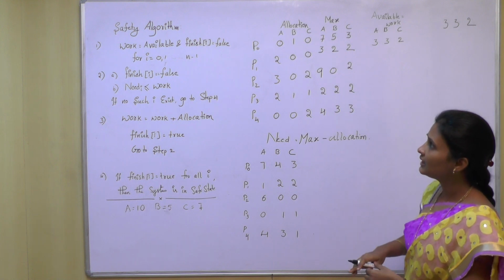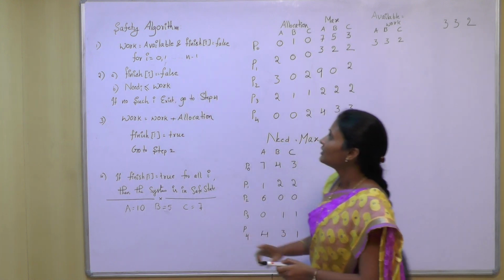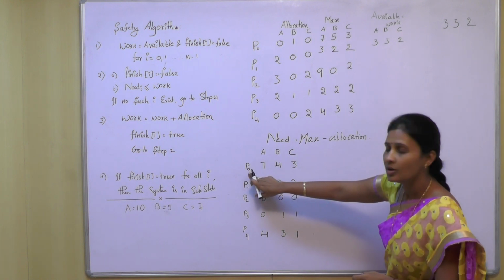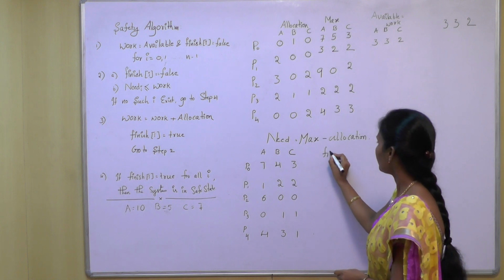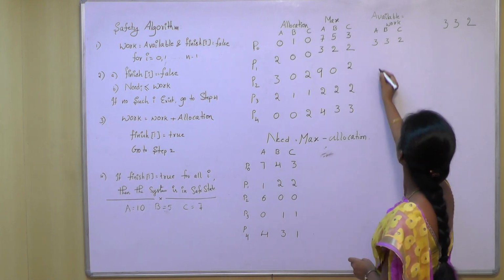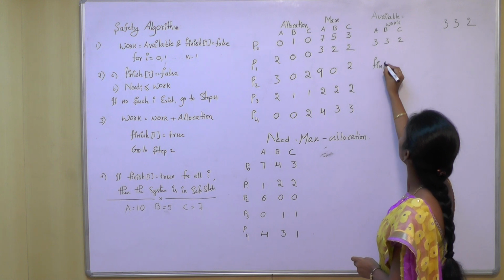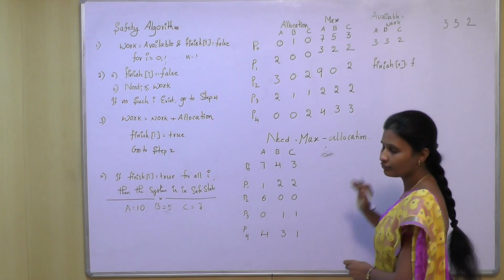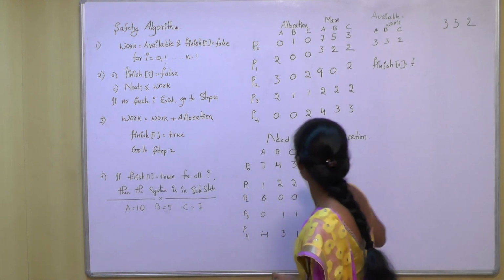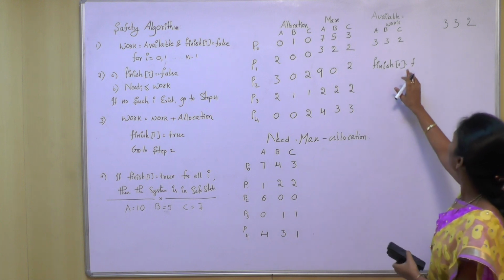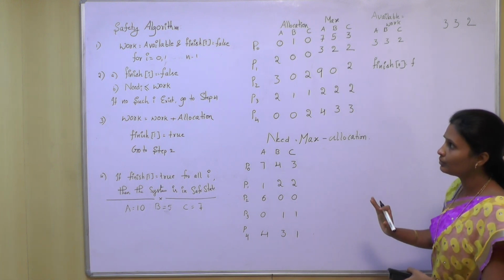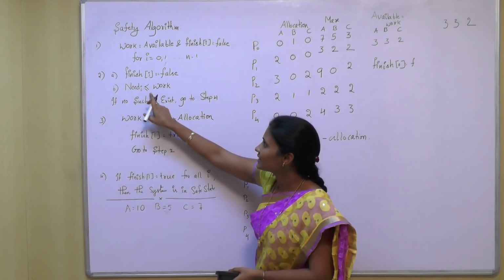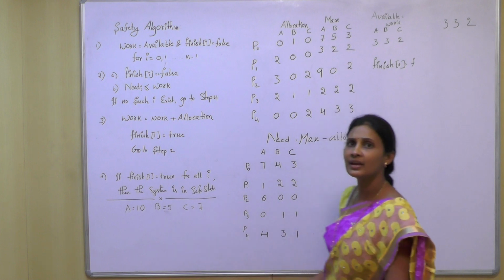First, check the condition: initialize finish of i equals false. That means now we are starting with process P0, finish of 0 is equal to false. Now what do we have to do? We have to check whether the need of each process is less than or equal to the number of available resources.